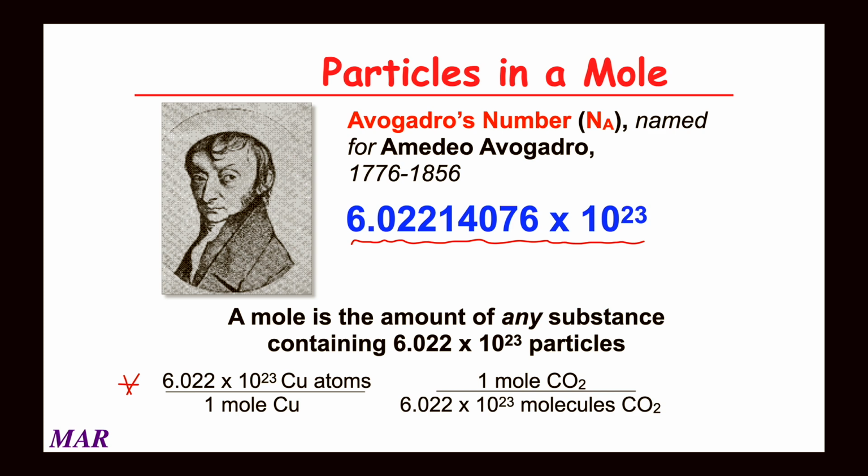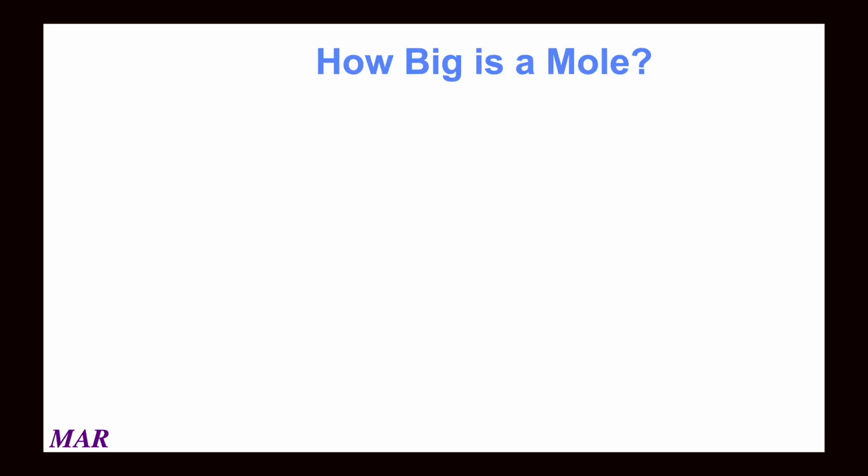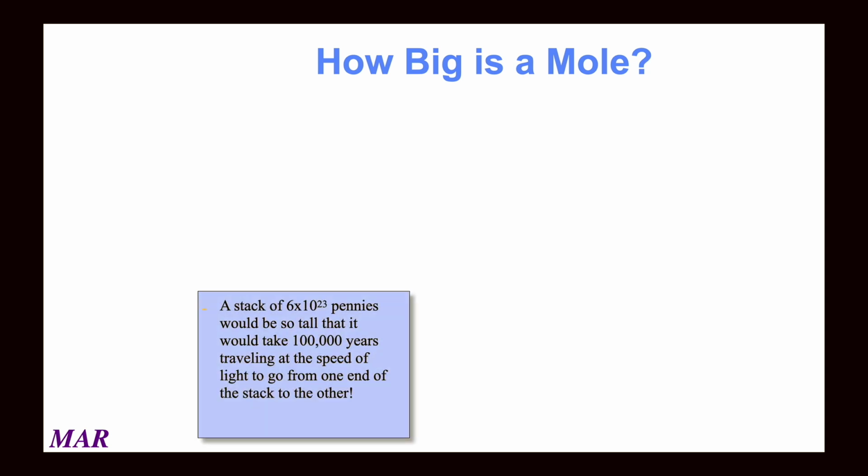So again, you can hopefully see how this is just like a dozen, all right? It's the same kind of thing. It's a counting unit. But while a dozen is a number that kind of makes sense in our world, this 10 to the 23rd is freaking large. So let's talk about how big a mole is. How big is that 6.022 times 10 to the 23rd? And these are just some kind of interesting things.